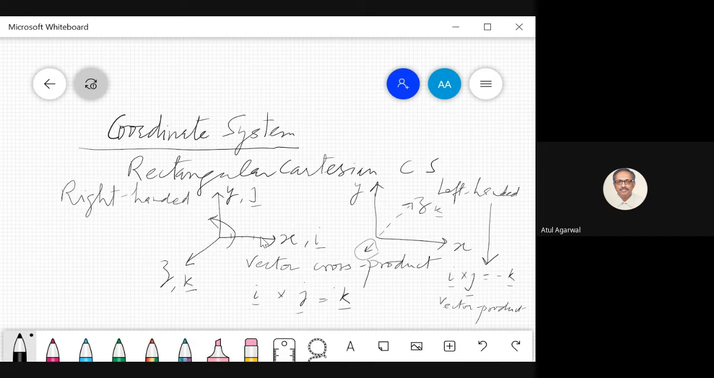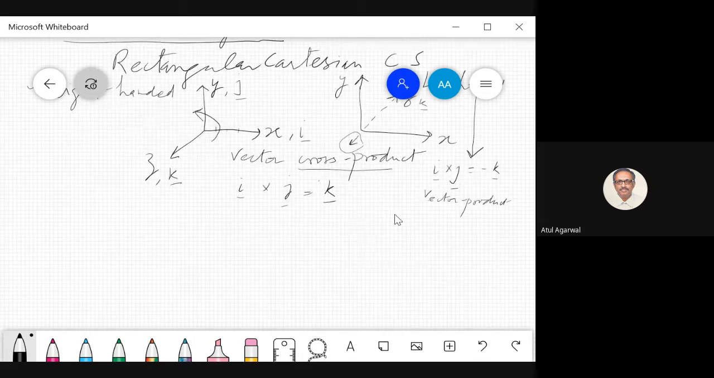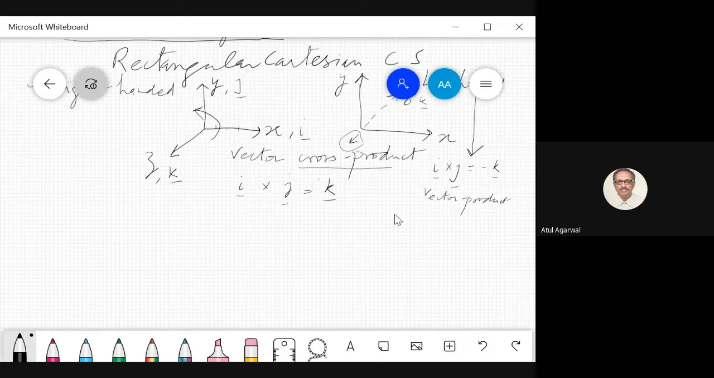So this is known as cross product or vector product. So we always stick to right-handed coordinate system so that we don't get into the problem of sign. So it makes your life easy.